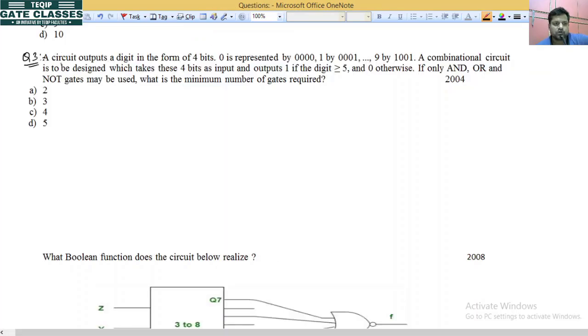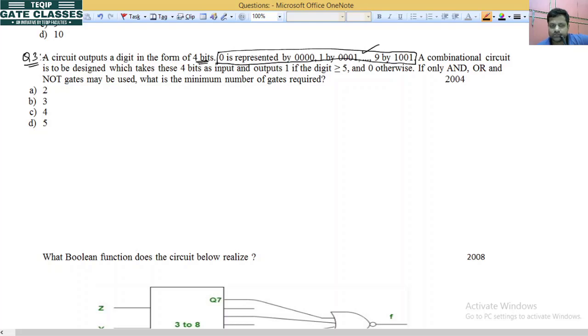Now see this question. It tells us to design a combinational circuit. A circuit outputs a digit in the form of 4 bits. So how many inputs do we have? 4 inputs, because it has 4 bits. One input represents 1 bit, so for 4 bits, 4 inputs are required. And it represents digits 0 up to 9, so it is using numbers 0 to 9 only.